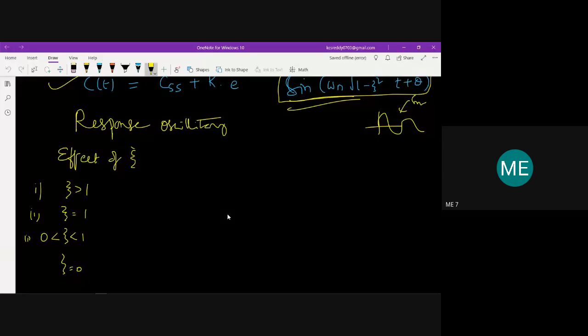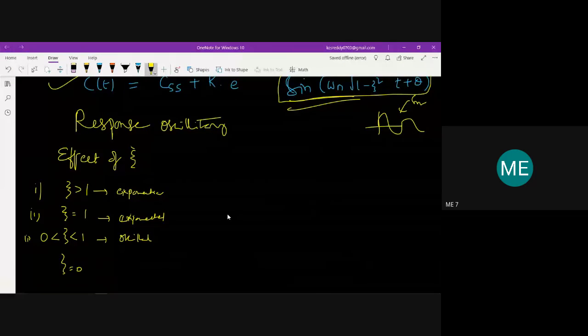For zeta greater than 1, we said that it is a purely exponential behavior, and for zeta equal to 1, we discussed that it is a critically damped exponential behavior. And for zeta less than 1, we have discussed that it has an oscillatory behavior.